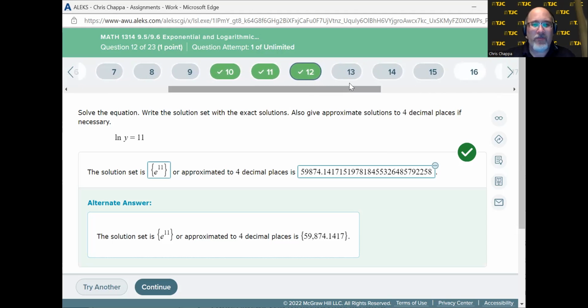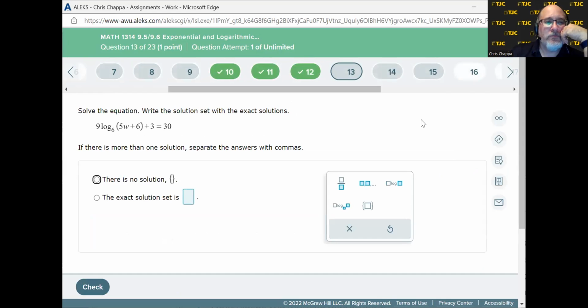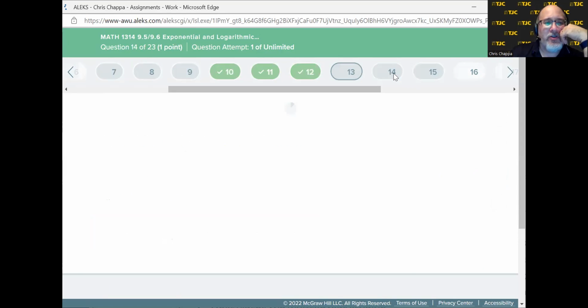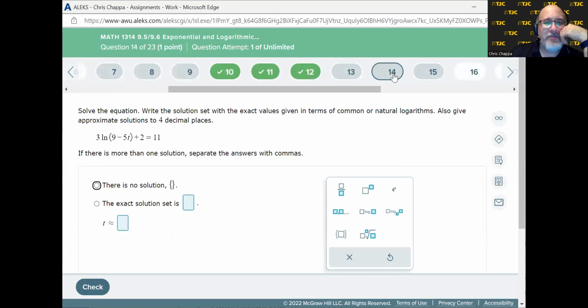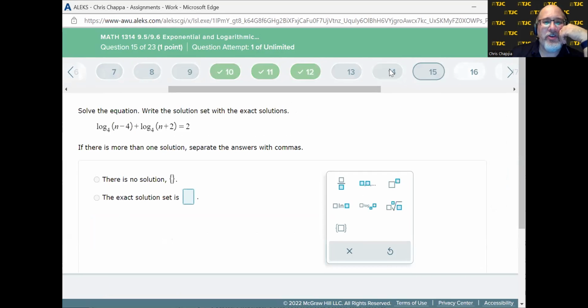So 10, 11, 12, they all run the same course. Rewrite the equation in exponential form and see what happens. That's different. It's got a lot of junk around the logarithm. So does this one. Okay, things are getting junkier now.